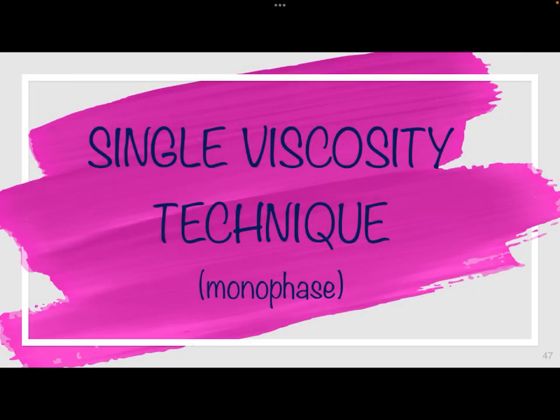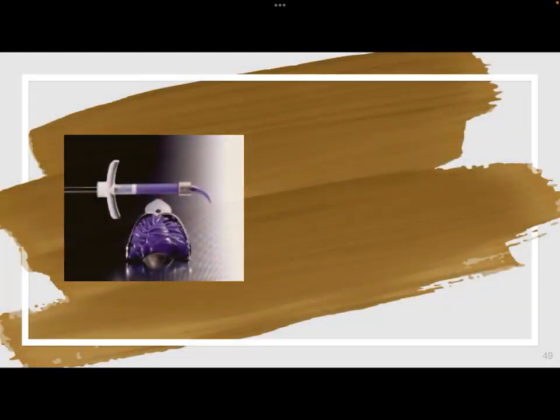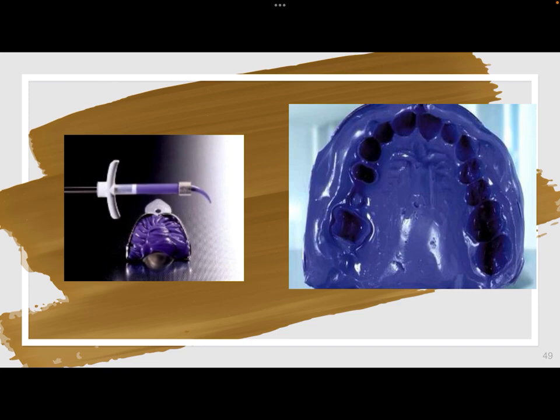This is the technique. Now there is another technique called the single viscosity technique or the monophase technique. In this technique, only one mix is made. Part of it is placed in the tray and another part is placed in a syringe for injection. The medium viscosity of addition silicone and polyether can be used for this. In this picture, a single consistency monophase impression material is used. The same kit material can be used as the tray material as well as the syringe material.